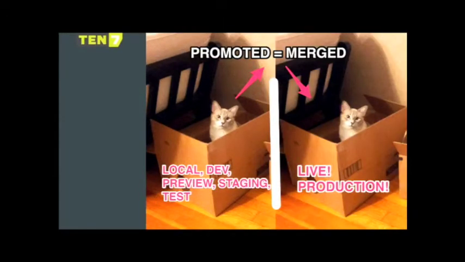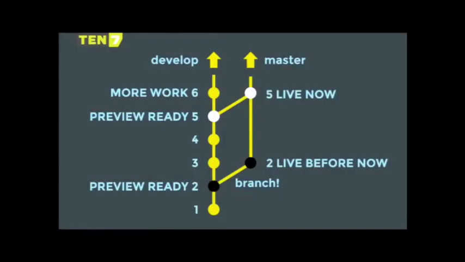So once that change set has been completed and we've merged from develop into master, we now effectively have an exact copy of what we had in develop in live. And we have the same cat in both places. And what's important to notice here is that there's a straight line from 2 to 5. And no one's done any work on the live site. And so the point up here, the white dot, 5 live now, is exactly the same as 5 in the develop branch.